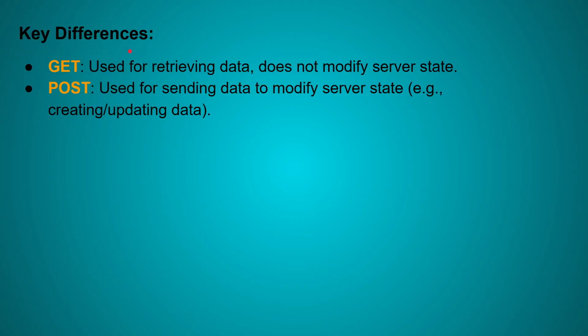The key difference: GET is used for retrieving data and does not modify server data. POST is used for sending data to modify server data. Example, creating and updating data. So this is all about GET and POST in ASP.NET MVC. Thank you.